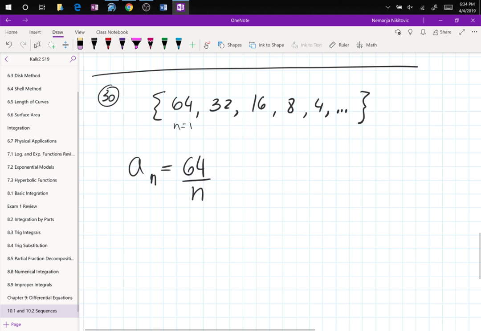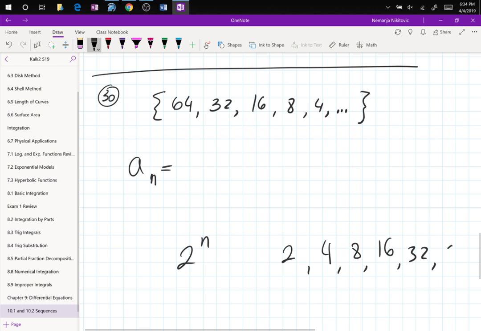Then you say, well, what else do I know? I see that each one of these is dropping down by the power of 2. It's 64 divided by 2, and then divided by 2, and divided by 2, and divided by 2. So what is 2 to the n? 2 to the 1 is 2. 2 squared is 4. 2 cubed, to the 3, is 8. So a sequence 2 to the n is exactly what we have, but it's going the other way.